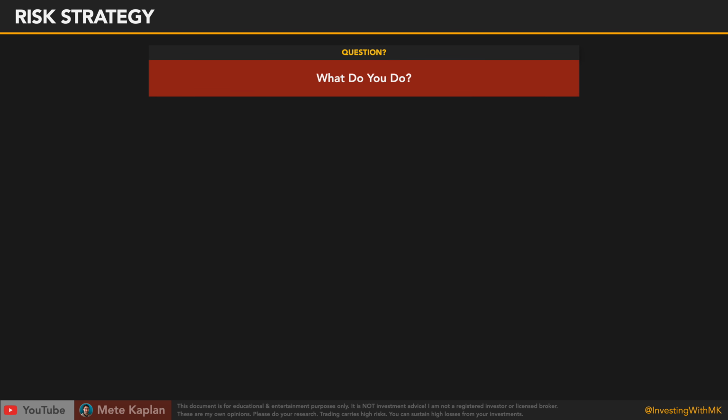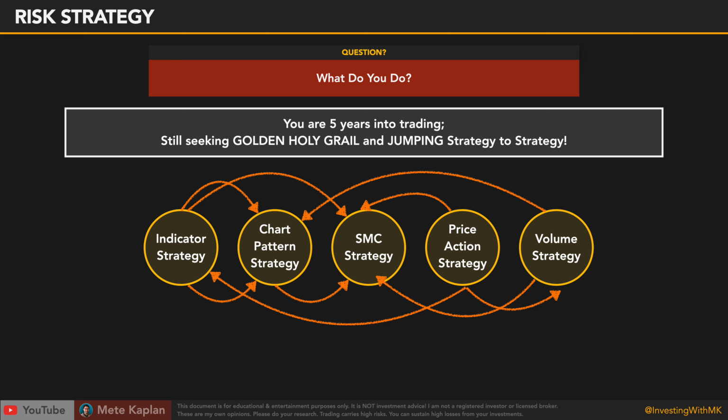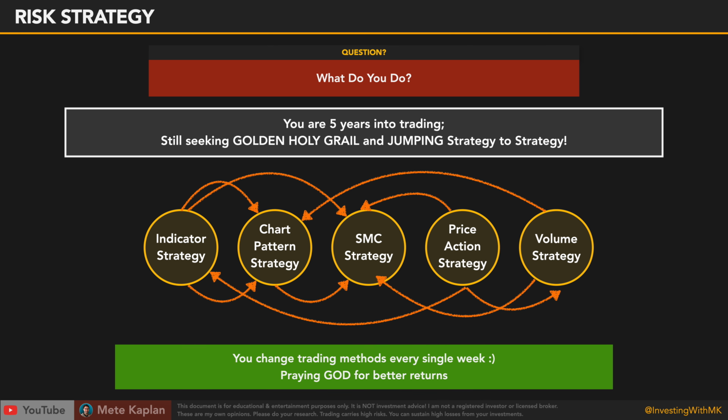So, what does an average trader do? Imagine you're a trader with 5 years of experience. This is what traders keep doing all the time: jumping from one strategy to another every single week. Trading SMC this week, imbalance and liquidity, and the next week start using RSI, and the other week maybe using volume bars, and the next week start using the trends again. Every single week, a new strategy.